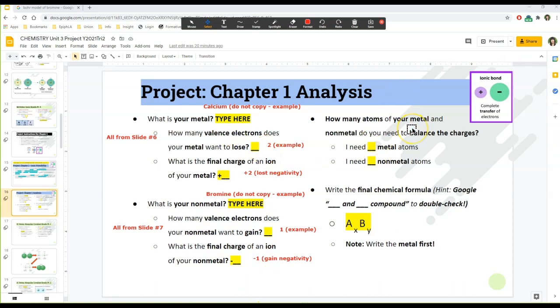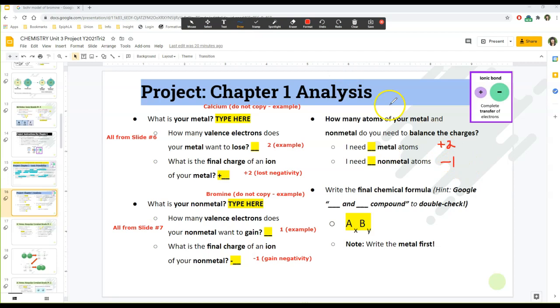So then what we need to do is think about how many atoms of your metal and nonmetal you would need to balance the charges, okay? So this one's a little bit more complex. This is not something that we went over explicitly during class, but let's go ahead and talk about this. So again, my calcium has a positive 2 charge, that's my metal, and my nonmetal has a -1 charge. And what I want to do is get these to the same amount, all right? So I'm going to go ahead and try this out.